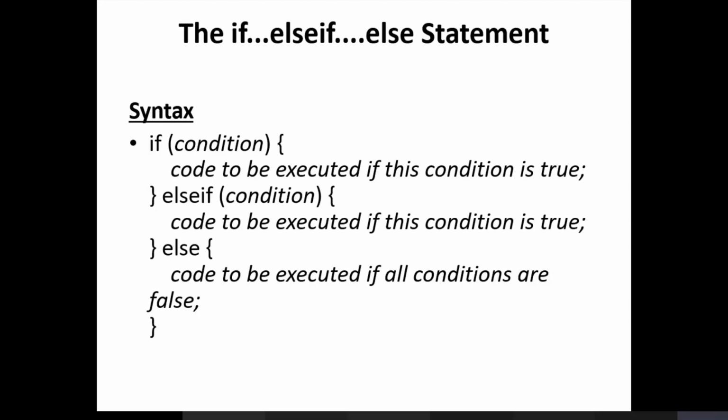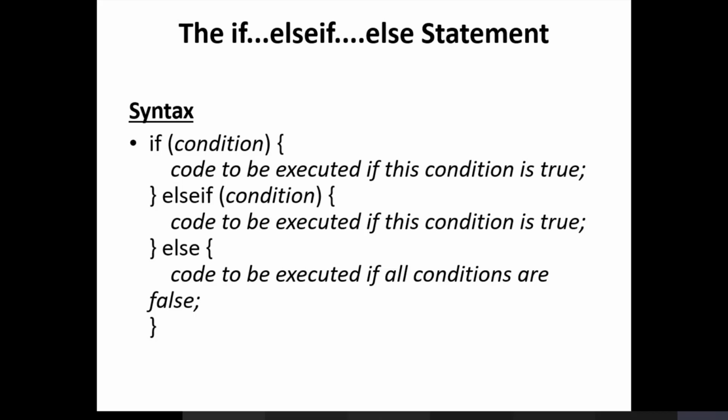Then next is the if else statement. So the syntax for the same is if, then we are having a condition, and then a set of code that is executed if this condition is true. Else if, again we are having a condition, and in that particular set of parentheses we are having different code that is executed if this condition is true, and then we are having the else part. And the else part is having a different set of code that is being executed if all the conditions are false.